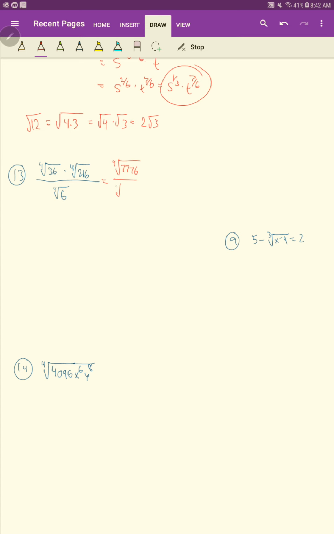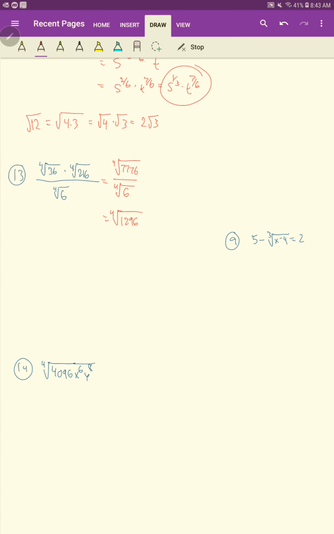And divided by the 4th root of 6. Same property can apply here too. Since we are dividing, we can just divide these two numbers, and because they're in the same radical of the 4th root. And so 7,776 divided by 6 is 1,296. Okay? And now we want to try and see if we can simplify this 4th root any.